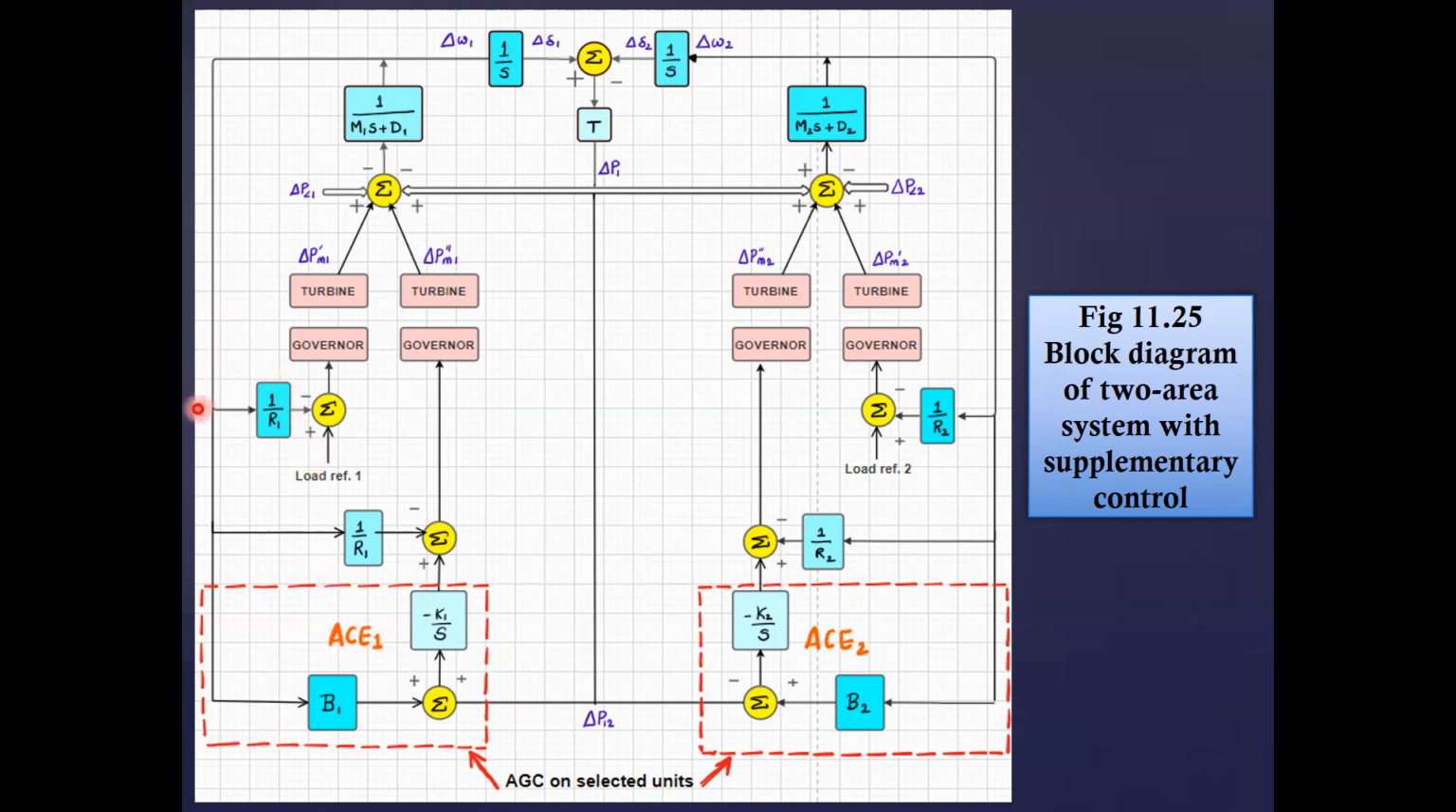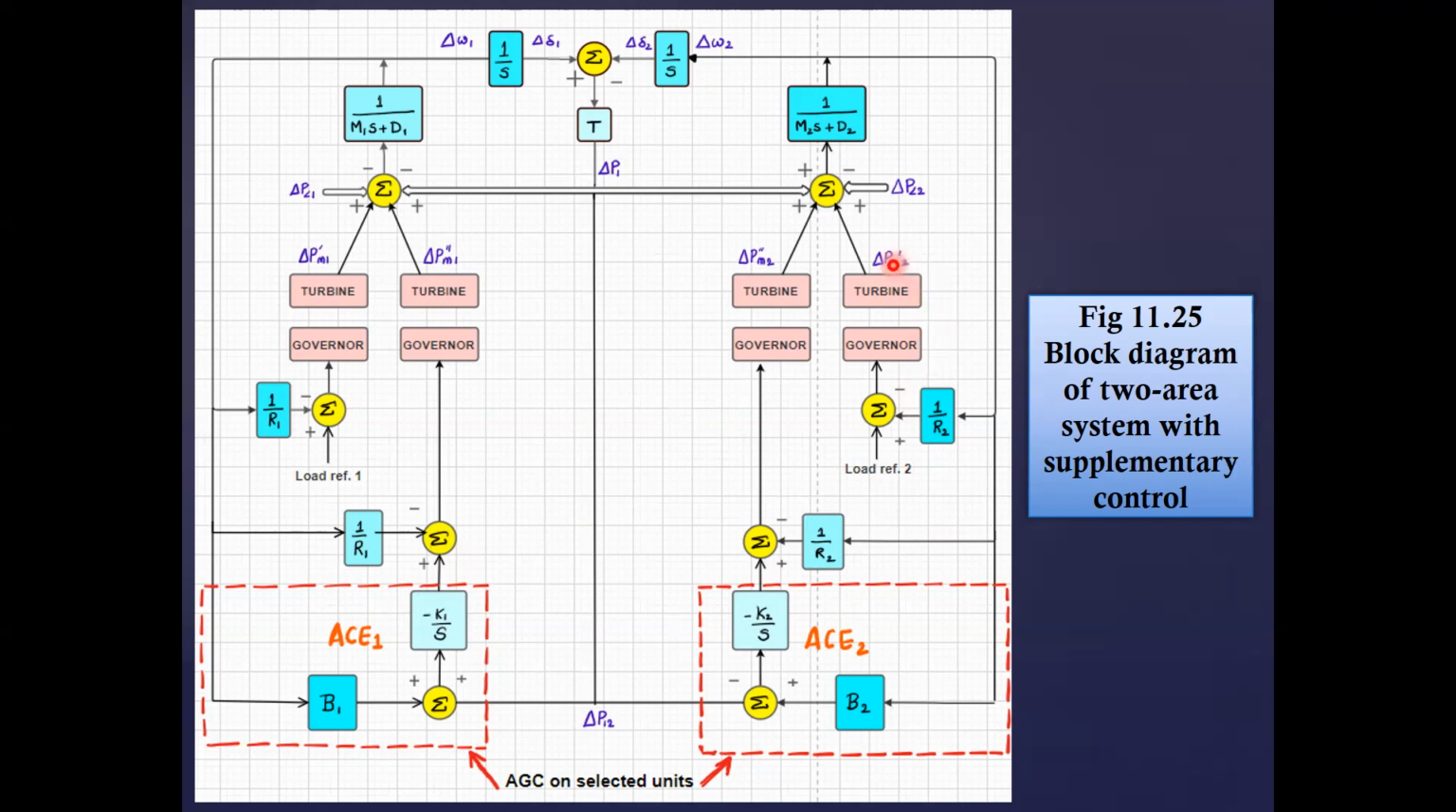And this part of the loop you have, this one, this is the primary control loop here. This is the primary control loop for turbine 1, and this is the same primary control loop for turbine 2. But inclusion of this one through area control error on this turbine will form the supplementary control loop. And in the same way you have it for area 2.